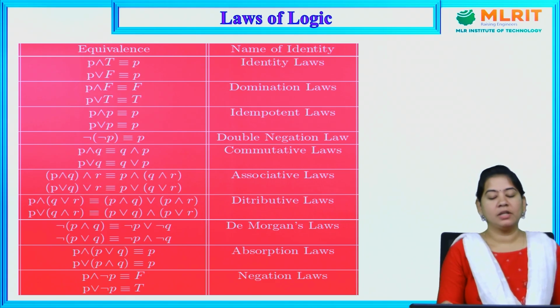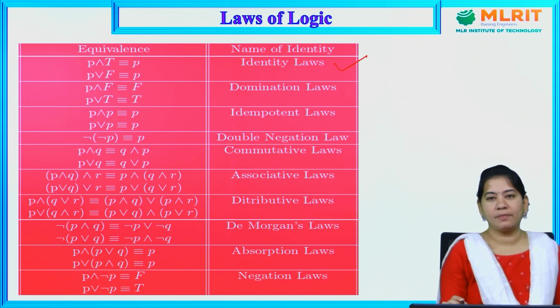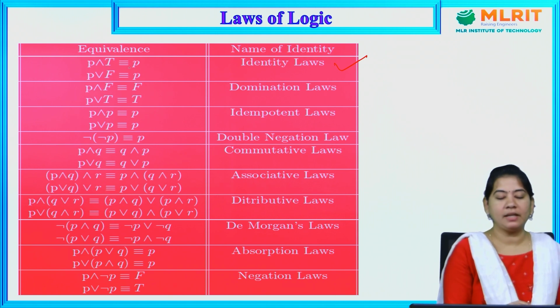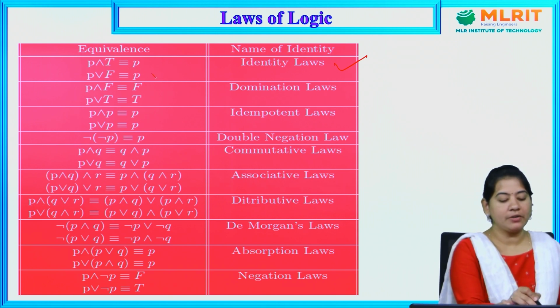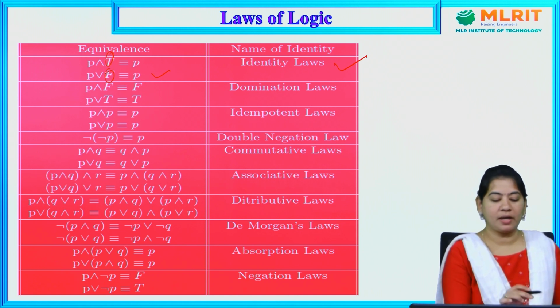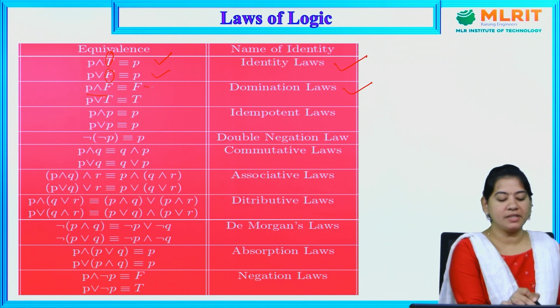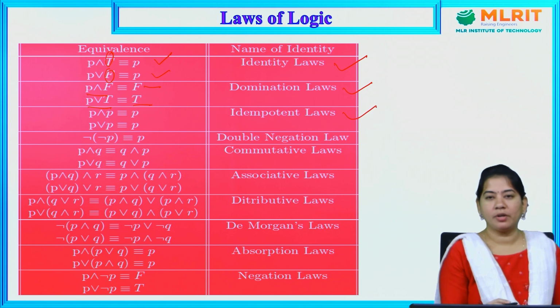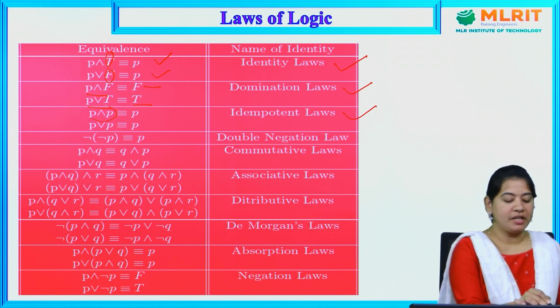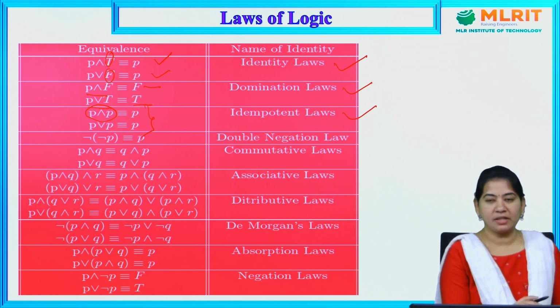Here we have the laws of logic formulas. The first one is the identity law. Identity law means P and T is equivalent to P, and P or F is equivalent to P. Whether you combine a true statement or a false statement with P, you always get the same statement, that is P. Next we have the domination law. P and F is always equivalent to F, and P or T is equivalent to true. Next we have the idempotent law. Here the same statement is applied in between and or or, and the answer you get is the same statement P.